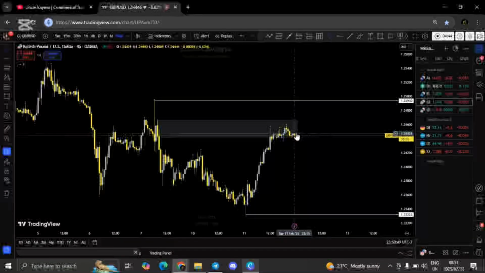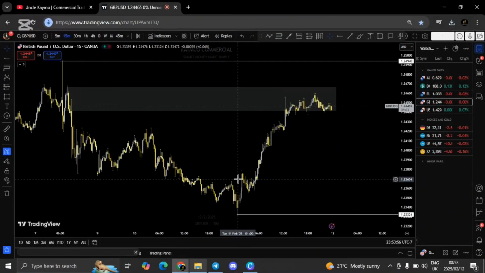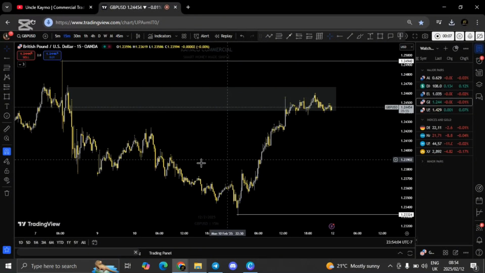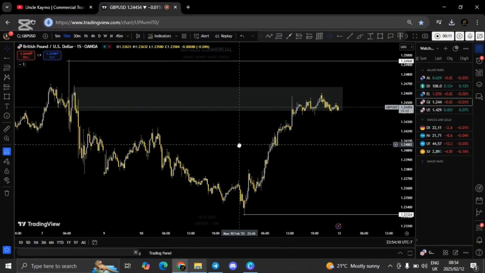So if I use the Fibonacci tool, we currently had a mitigation of the 75% zone. Okay, sorry guys, there was a technical issue, so I had to re-record another part. So yeah, right now I'm currently at the 50 minutes time frame.